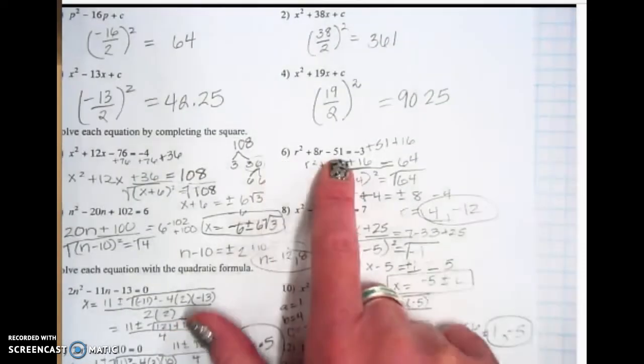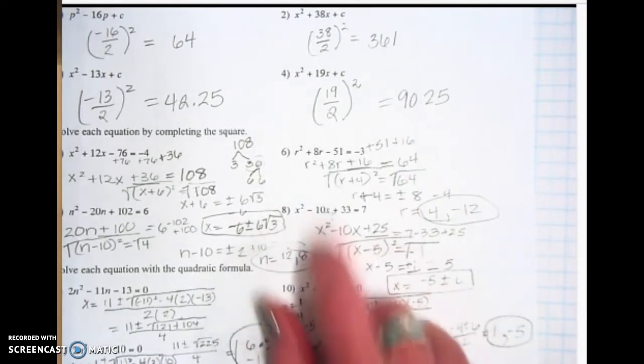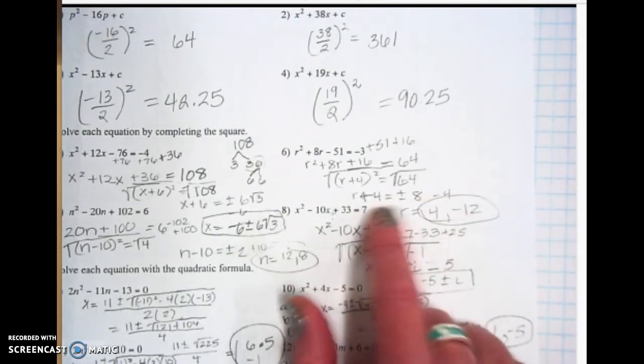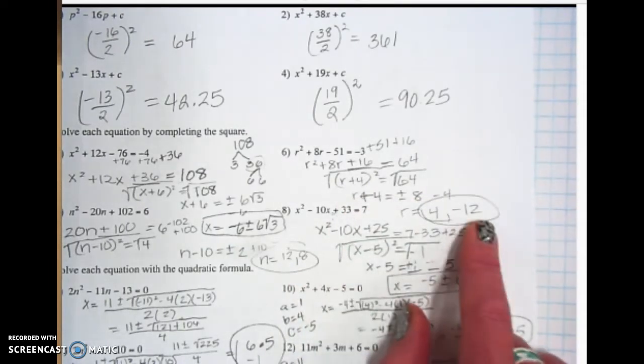Same thing with number 6. Move the 51 over to the other side, complete the square, take the square root, and then you're going to have negative 4 plus 8 and negative 4 minus 8, which ends up being 4 and negative 12.